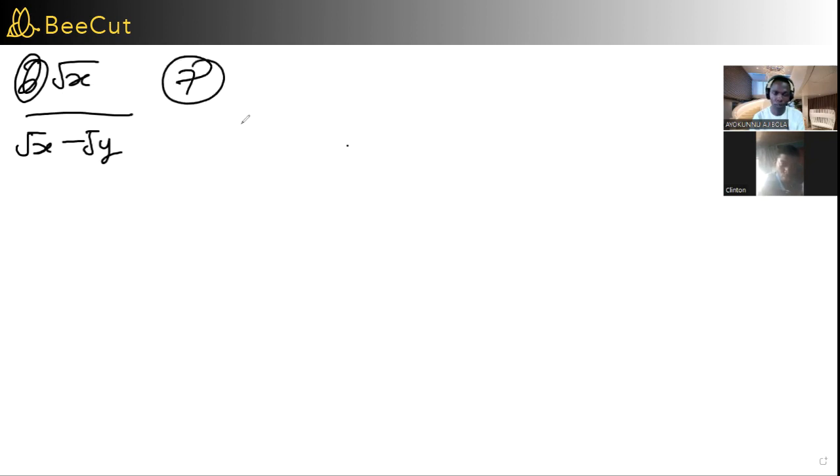Question 6. I'm going to put 2 questions here that you're going to try. First one is root x all over root x minus root y. So you have to rationalize it. Then the next one is 2 root 5 all over 2 root 3.